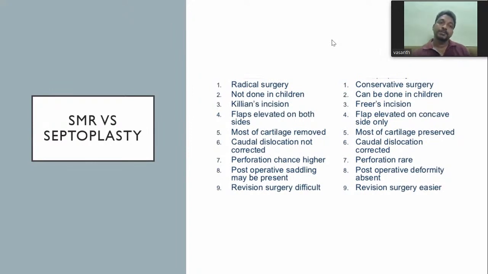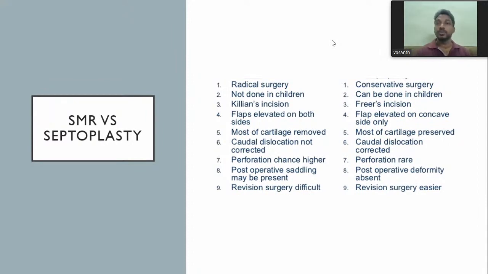So septoplasty and submucous resection still remains a topic for the old timers. If you get an old timer examination, they do ask this difference. So be prepared and just mug it up. Only 9 points, easy to understand, and you can go about telling this.